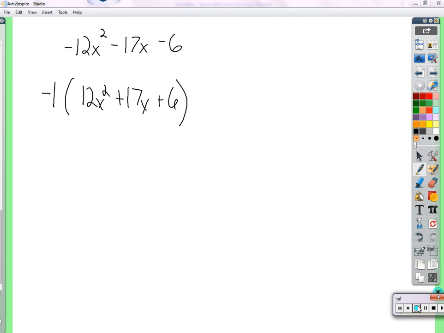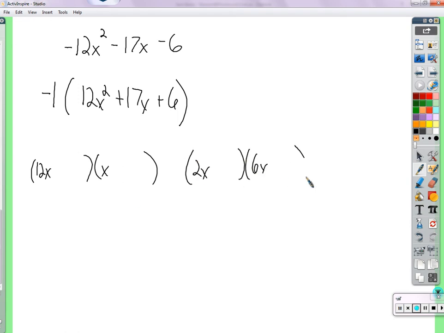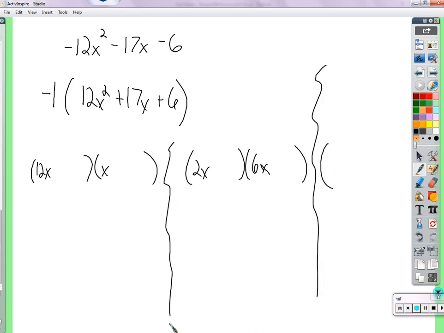Once you pick up on these patterns and what it takes, the only thing you're missing is to try lots of different combinations. Okay? We could have parentheses. We know that this times this should be 12x squared, so that could be 12x times 1x, it could be 2x and 6x, it could be 3x times 4x. So three different possibilities just for the factors of 12.